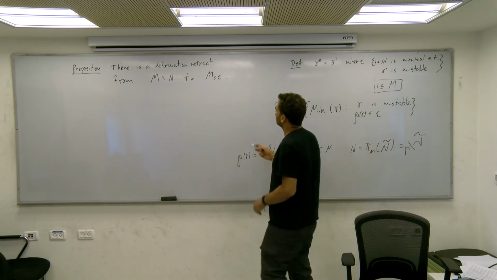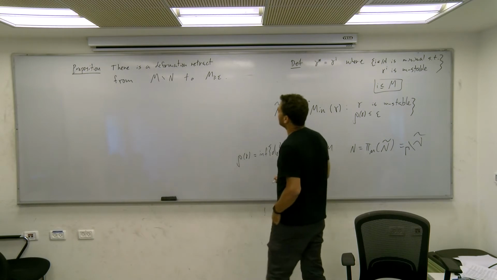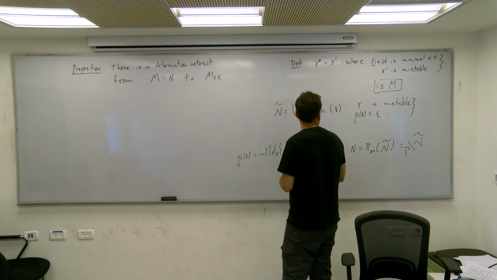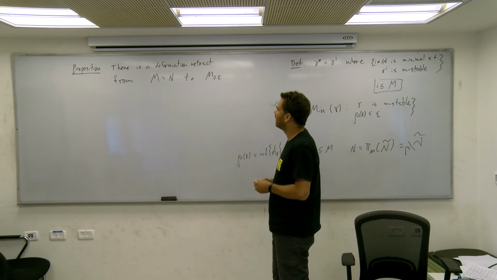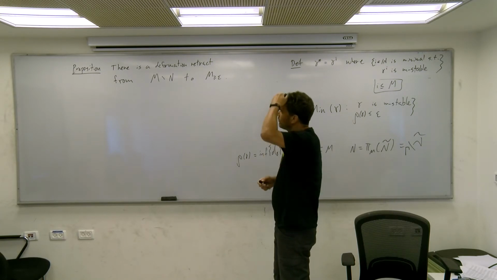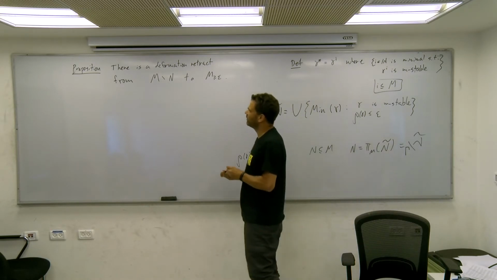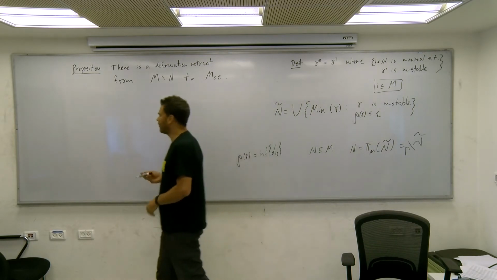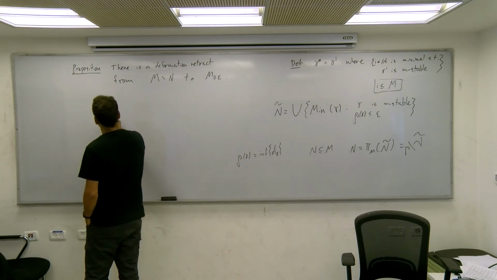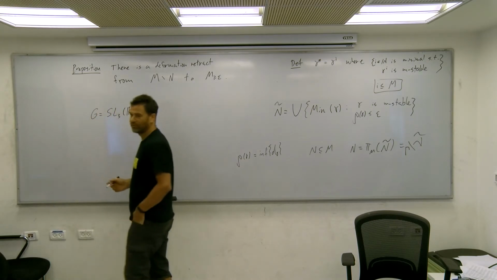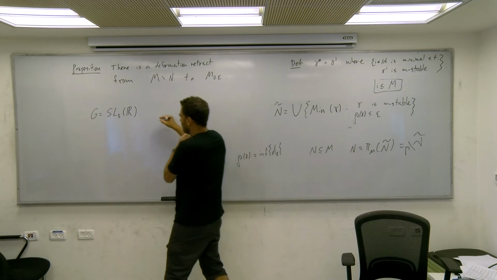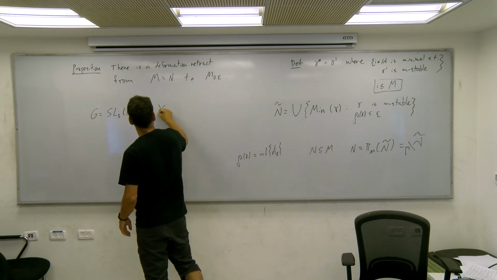So how do we find this deformation retract? N is not necessarily flat. So actually, let's give an example. Suppose that G is SL3R, 3x3 matrices with determinant 1, and this acts on the symmetric space X.